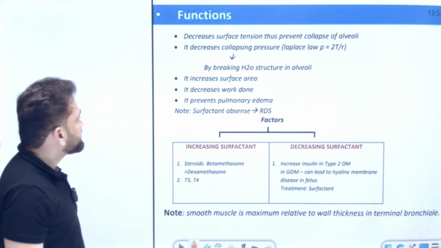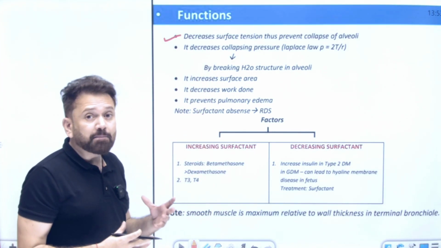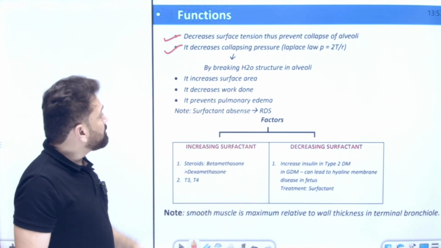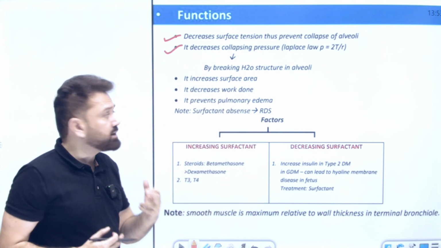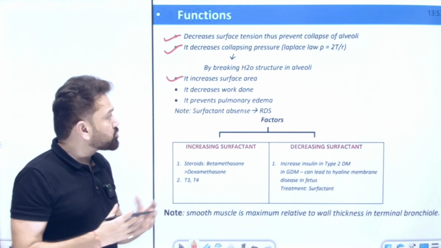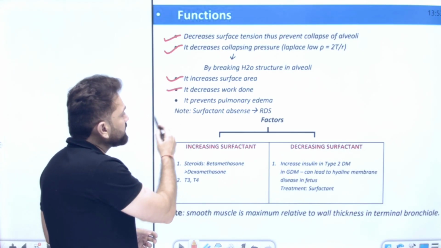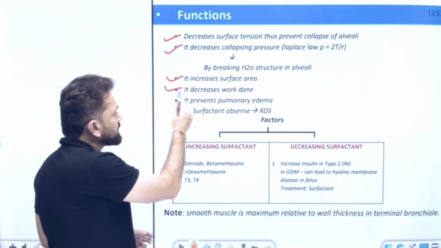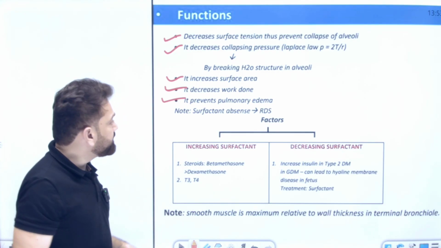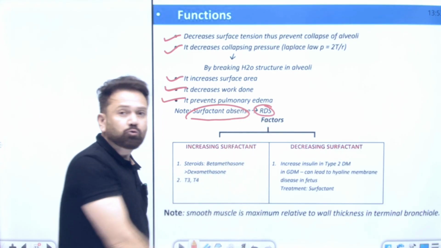What is the function of surfactant? It decreases surface tension, thus preventing collapse of the alveoli. It decreases collapsing pressure by breaking the water structure in the alveoli. It also increases the surface area so that there can be more gas exchange. It also decreases work done. It prevents pulmonary edema. And if there is absence of surfactant, it causes respiratory distress syndrome.